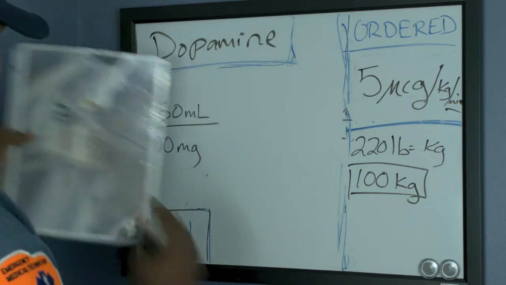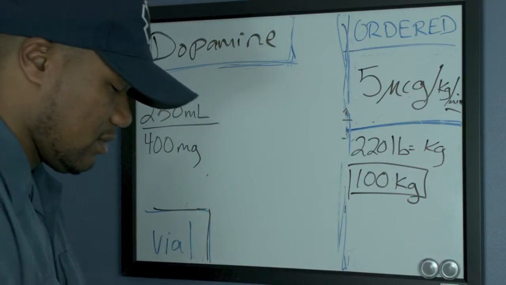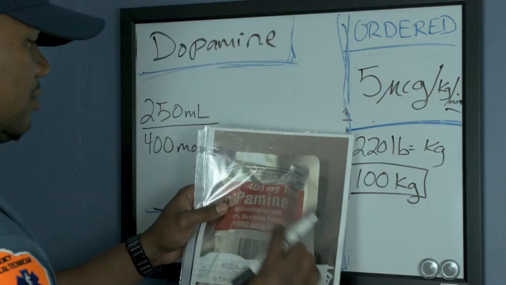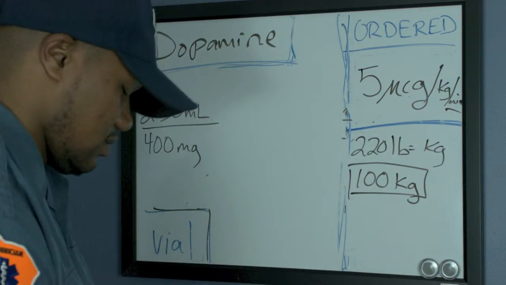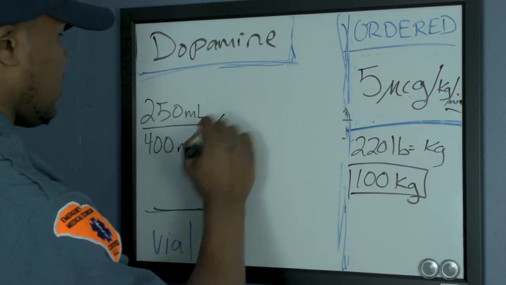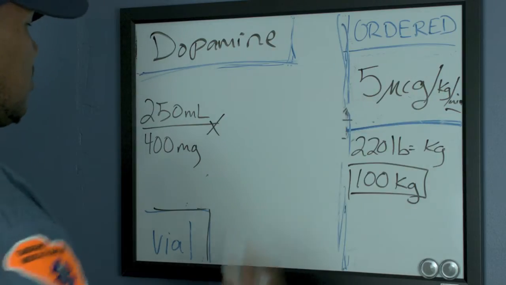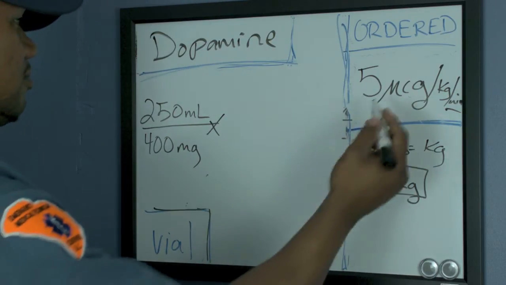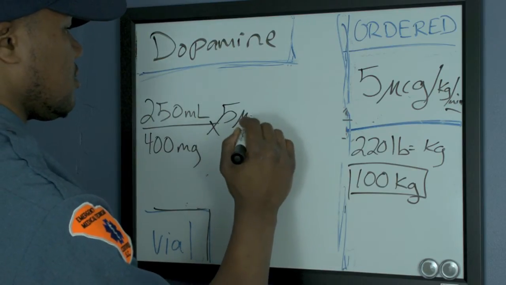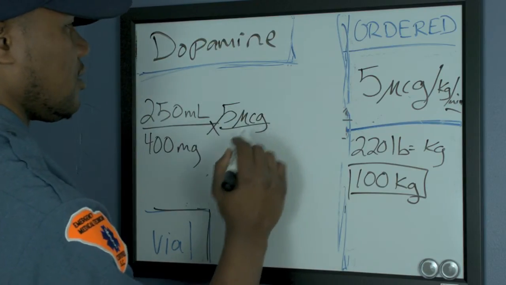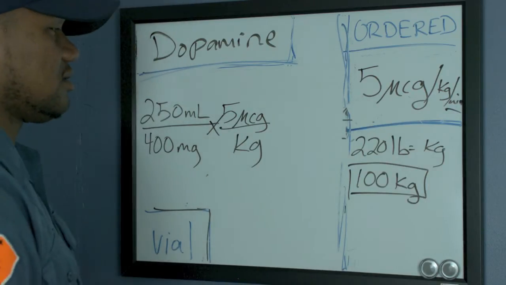250 bag, 400 milligrams. Same thing with this. This is a 250 bag, 400 milligrams. Okay? So, once we do that, that's the first part of it. Then we say, okay, well, how many micrograms was ordered? 5 micrograms per kilogram was ordered. I'm going to come back to the minutes in a second.